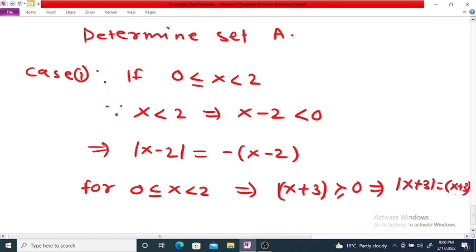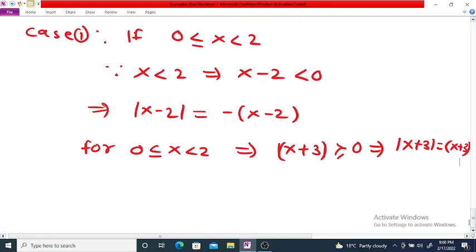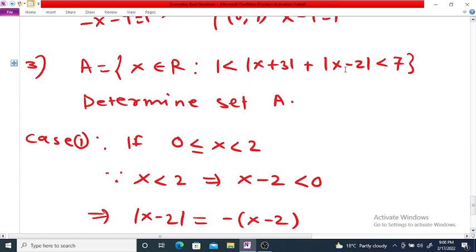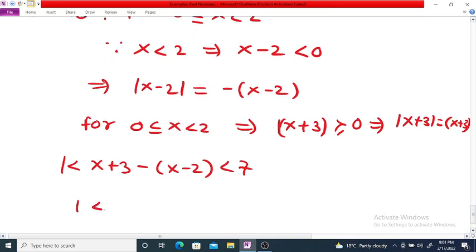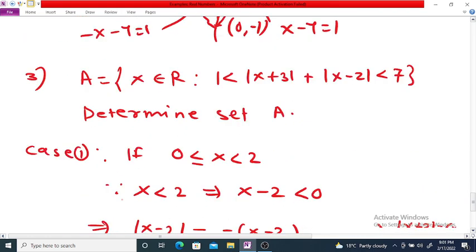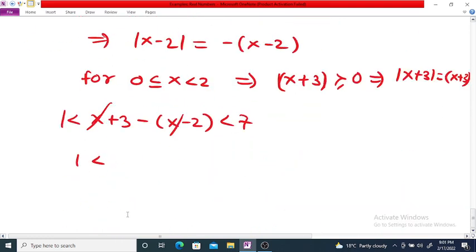x + 3, and therefore if we substitute this value here, then we get 1 < x + 3 plus −(x − 2) < 7. So here it is 1 < this x − x will get cancelled here. 3 − 2 is equal to 1, which is less than 7.